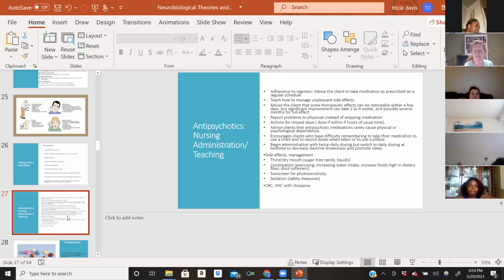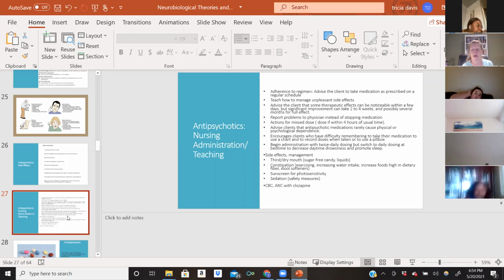Encourage clients who have difficulty remembering to take their medicine. They can use a chart to log it, even an app on your phone. We have apps on our phones that they can download. They can use a chart to record it, or they can also get a pill box and set it up for the week.